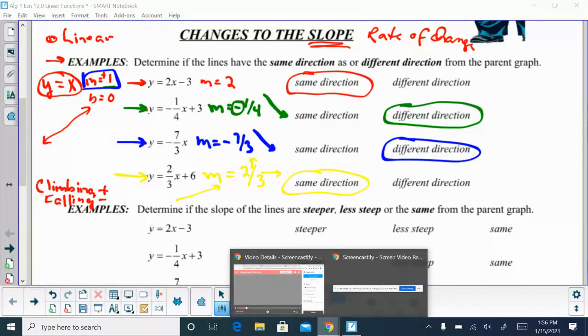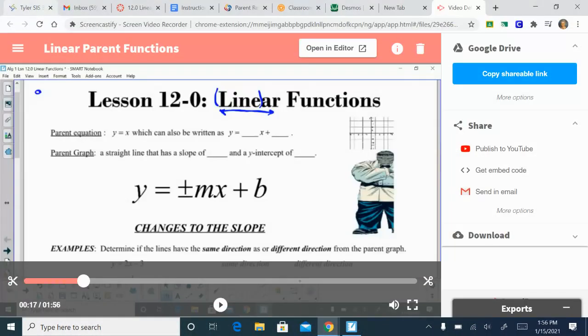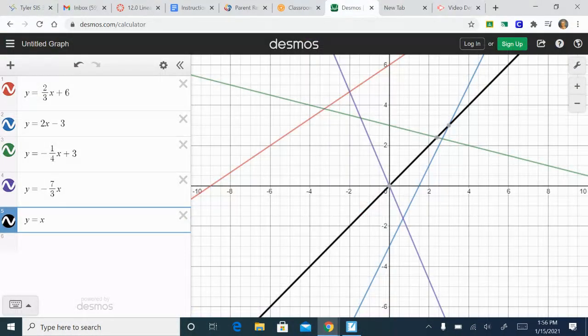Now, if we were to go and look at this on Desmos, there are our 5 equations. So we have here in black is our parent function, y equals x. And then you can see how the different equations compare to the behavior of my parent function. So we have actually 2 of the different equations that are positive, so moving in the same direction. And we have 2, the green and the purple line, that are falling down, moving in a different direction.